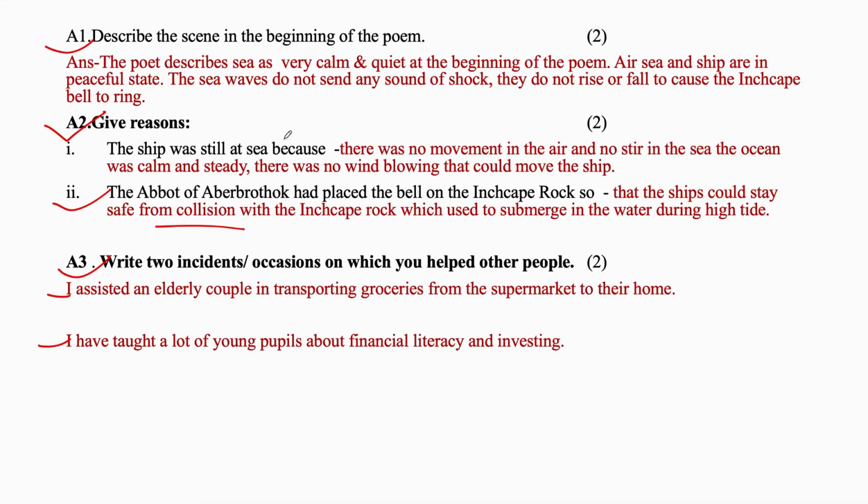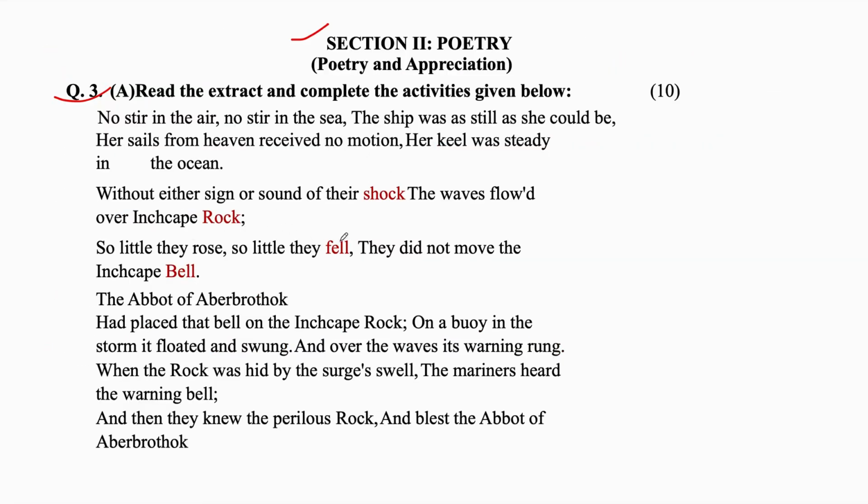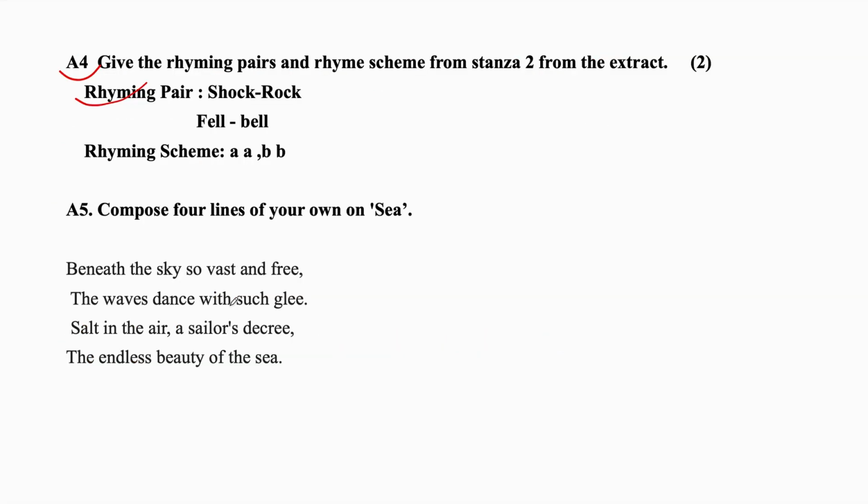And what is the scheme? So it's A A B B. So the rhyming scheme is A A B B. Simple, easy and scoring. This is again for 2 marks. So this is also for 2 marks. Okay. Now this entire poetry section is of 14 marks. Okay.